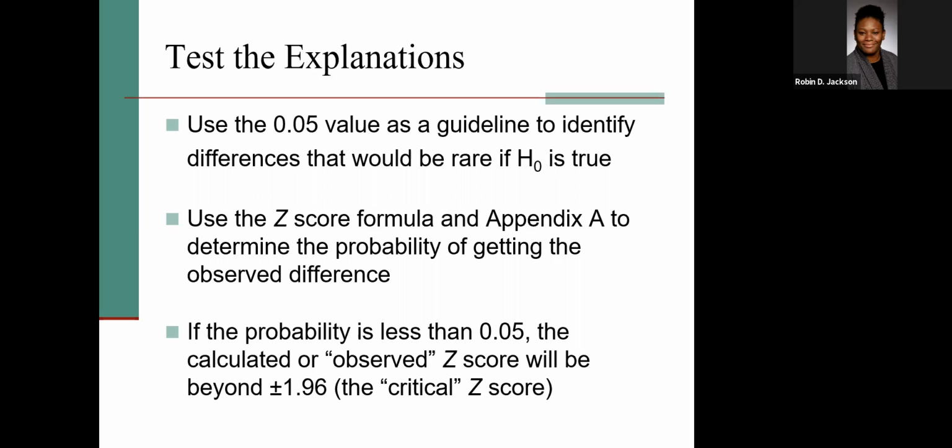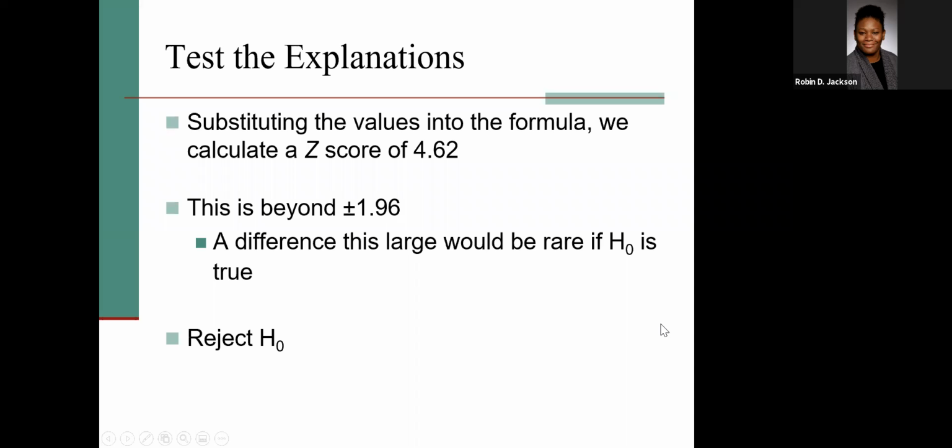If you are looking at the very last bullet, where it says if the probability is less than 0.05, the calculated or observed z-score will be beyond plus or minus 1.96, the critical z-score. Again, there are some terms in there that you may not be familiar with. I'll cover those a little bit later. All right, so, testing the explanations. Again, remember that if the probability is less than 0.05, the calculated or observed z-score will be beyond plus or minus 1.96.